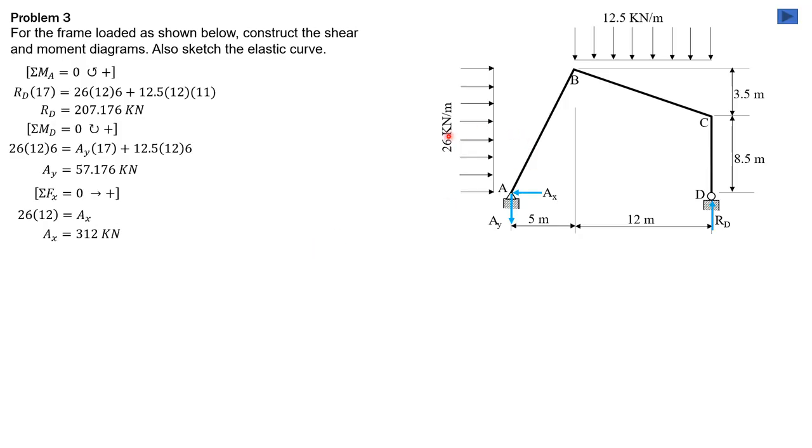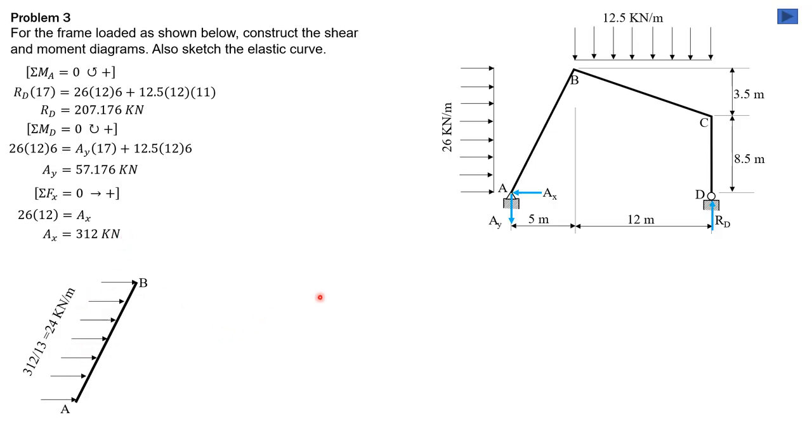So next we transmit this load on this inclined member AB, but before that the load is 26 times 12. Then divide that by the length of AB, which is square root of 5 squared plus 12 squared. So the slope is 12 vertical, 5 horizontal, 13 hypotenuse. So 26 times 12, 312 divided by 13. So that would now be the load, 24 kilonewton per meter.